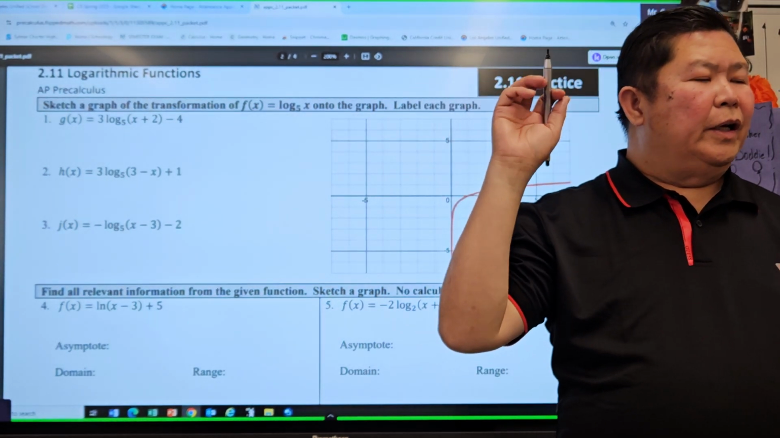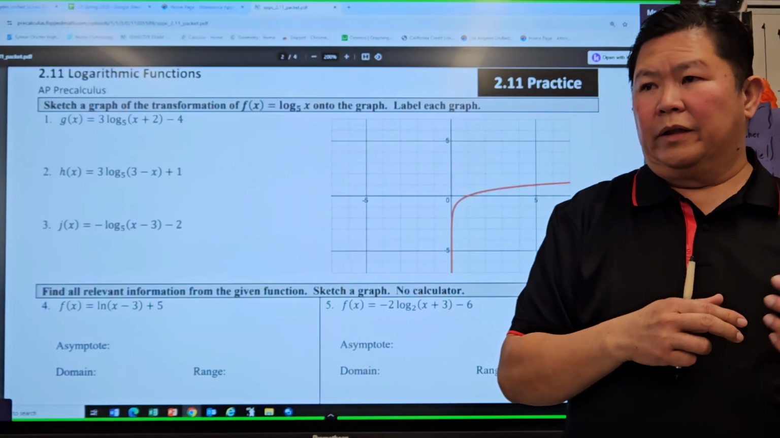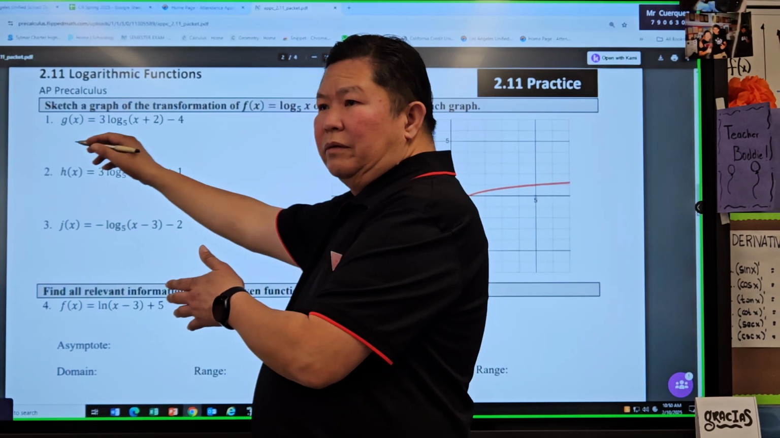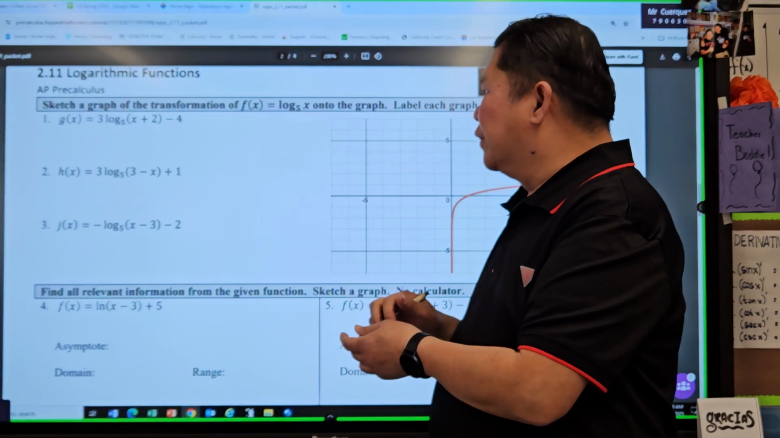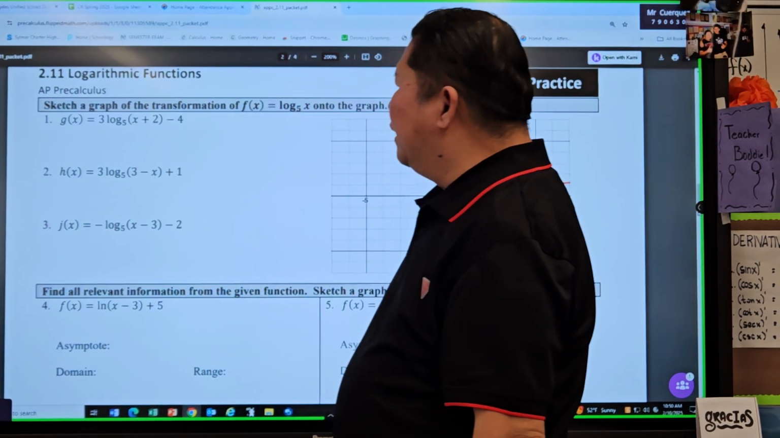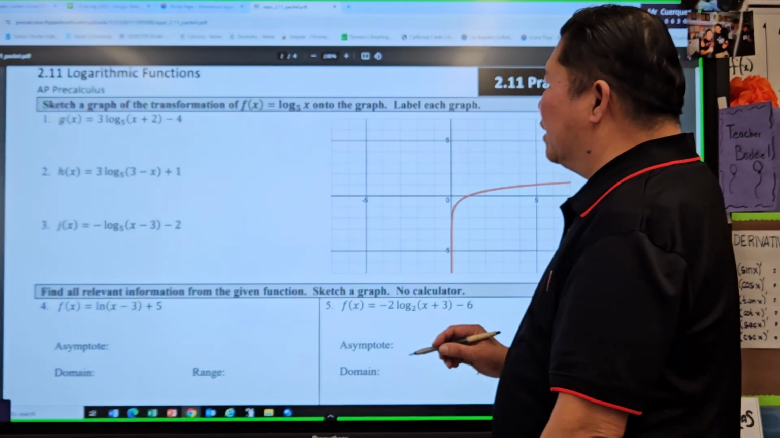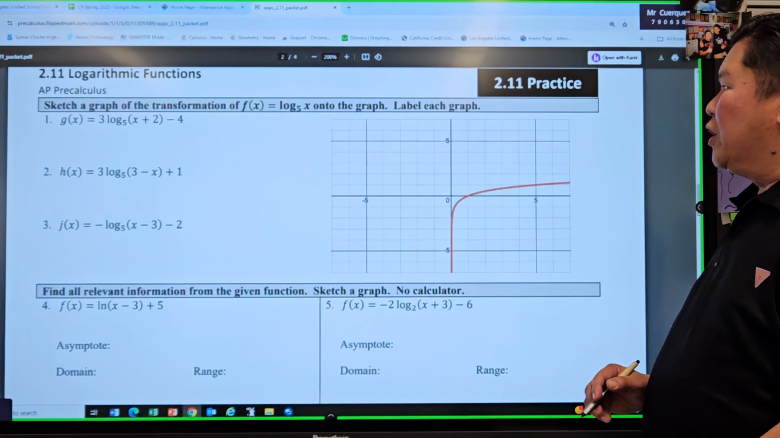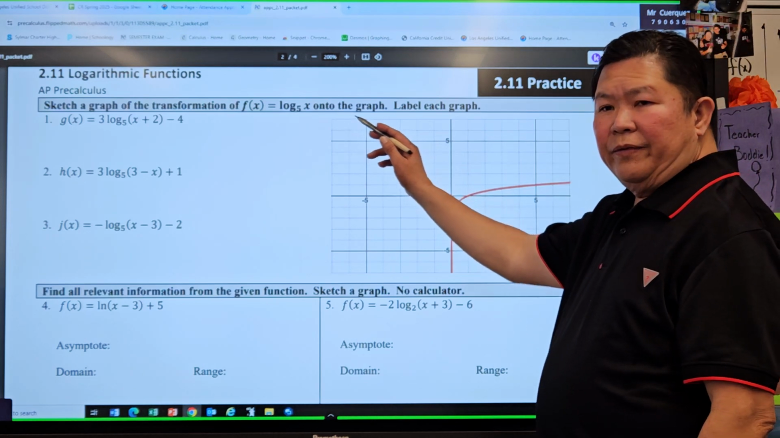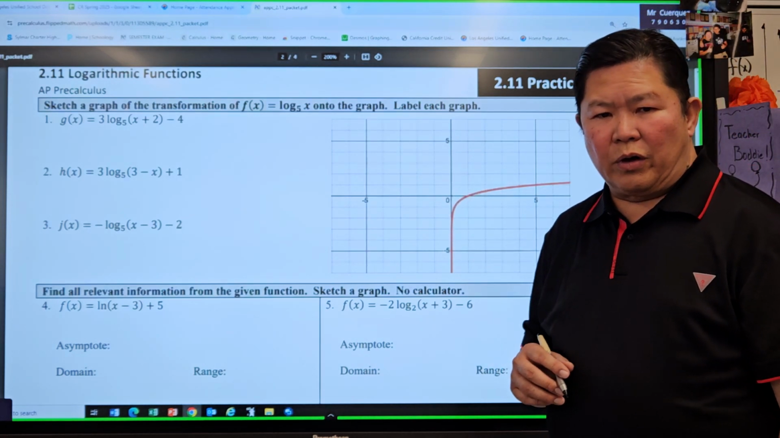So everybody, for this practice, we're going to identify from left to right. I don't write without organizing this one. So first, you're going to have to identify what is 3. The given function says: sketch a graph of the transformation of f of x is equal to log of x base 5 onto the graph, and then label its graph.